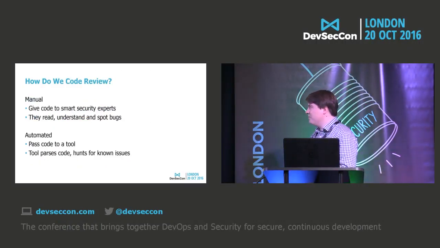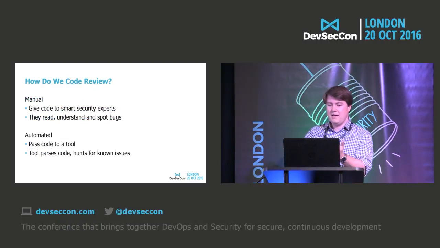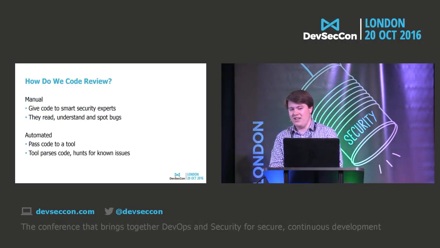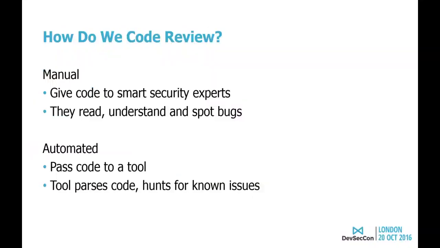So how do we do code review? Two approaches. Manual: give it to someone who understands the code and expect them to find some bugs for you. There are a lot of very smart people in the security industry, a lot of them with a lot of experience finding obscure and esoteric bugs in software. That typically works quite well. The other option is to do it in an automated fashion: pass your code to a tool, and the tool will parse the code and hunt for some issues that it understands. The tool has some understanding of how the code operates, and you hunt classes of bugs based on that.